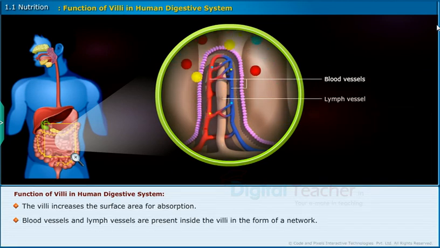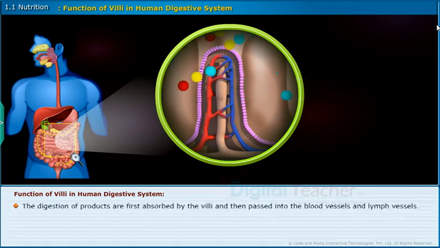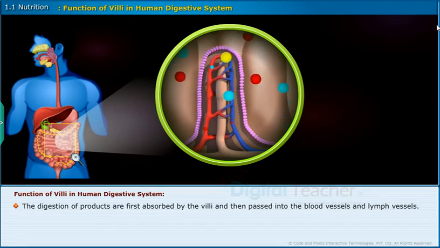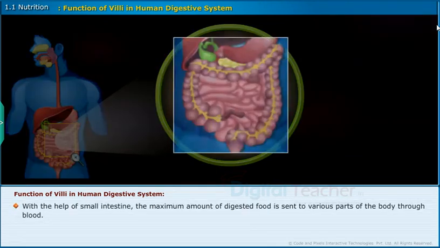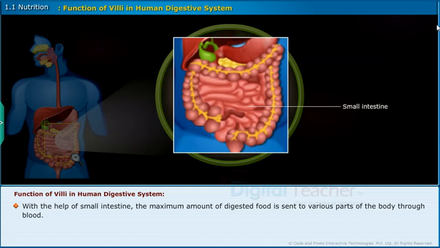Blood vessels and lymph vessels are present inside the villi in the form of a network. The digested products are first absorbed by the villi and then pass into the blood vessels and lymph vessels. With the help of the small intestine, the maximum amount of digested food is sent to various parts of the body through blood.